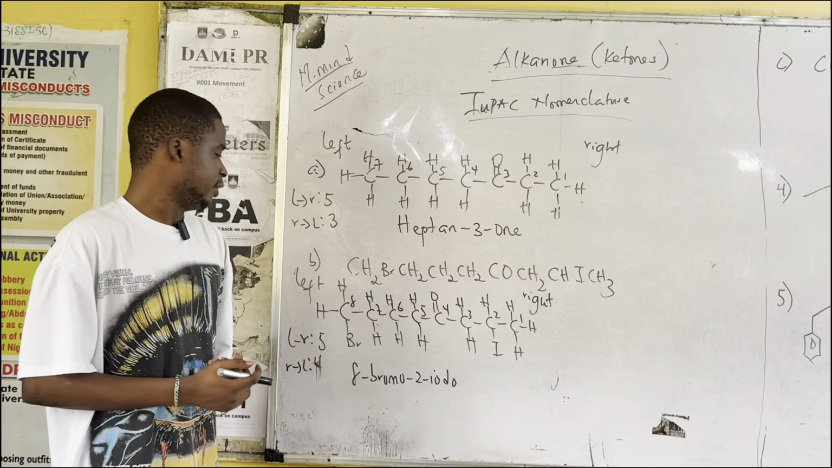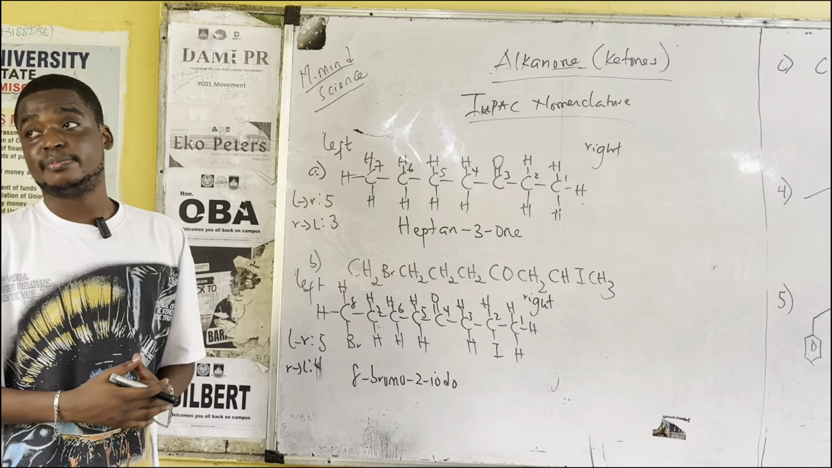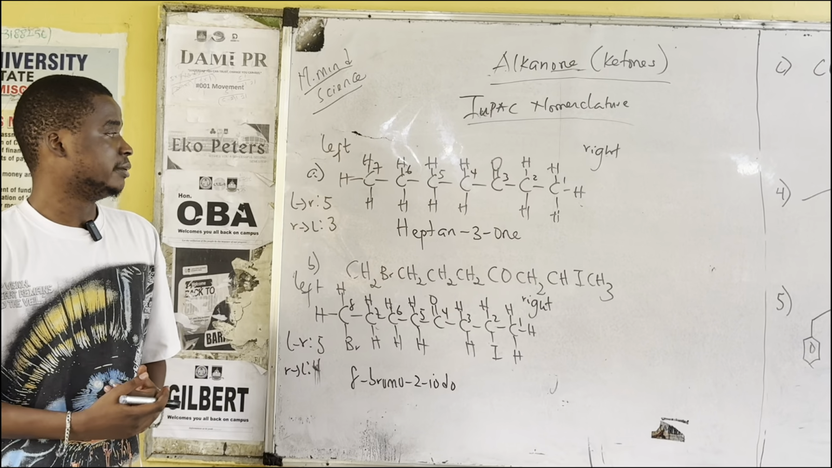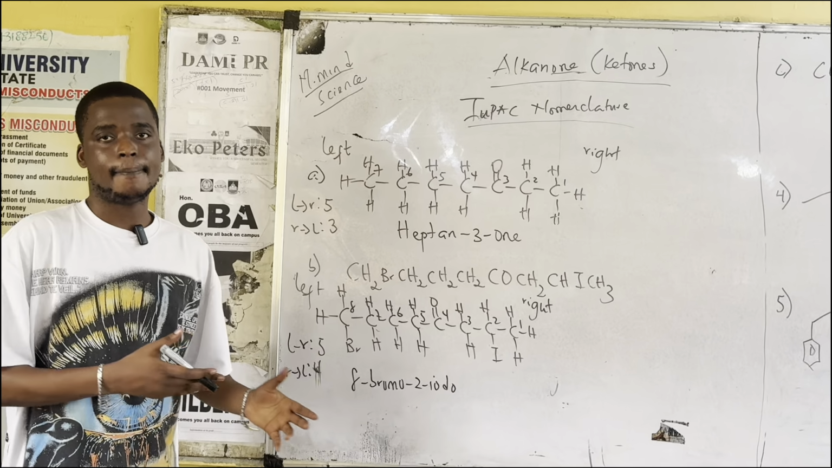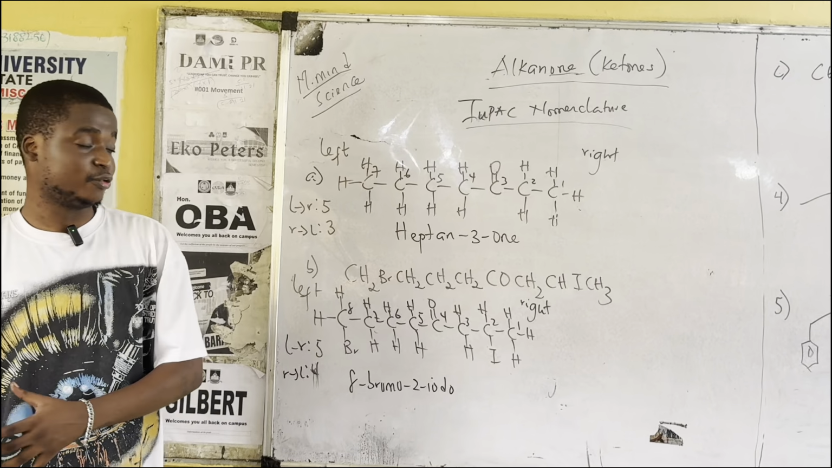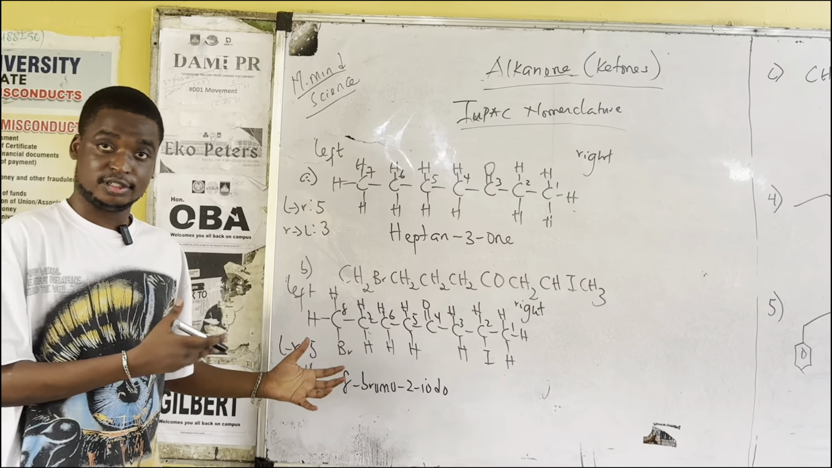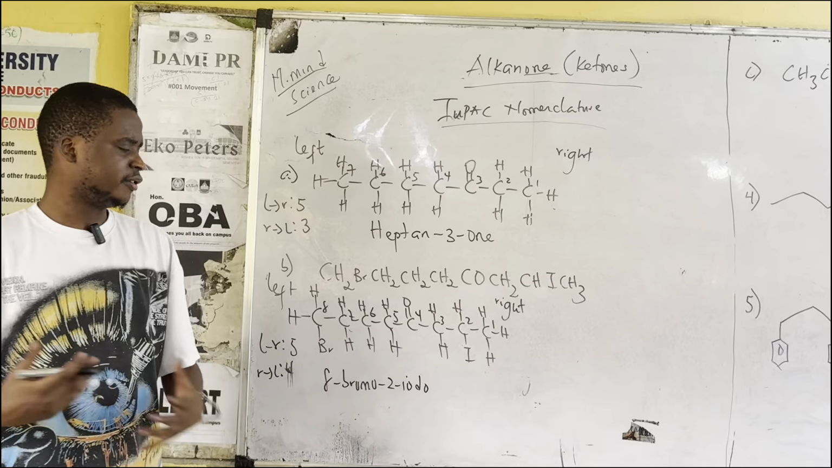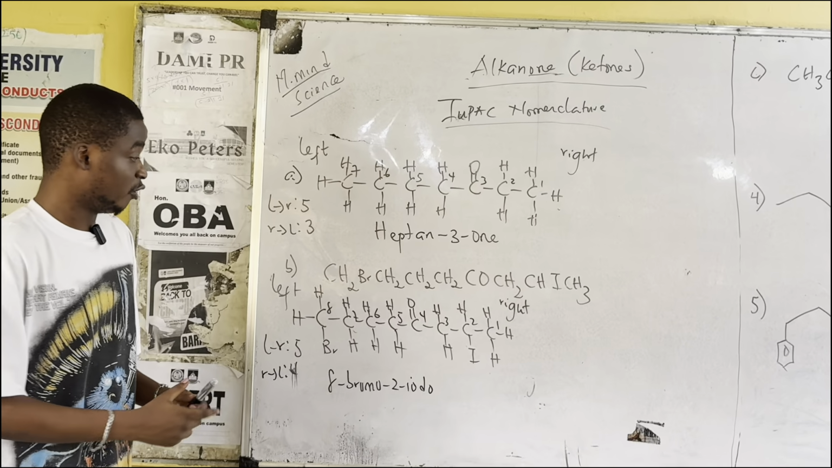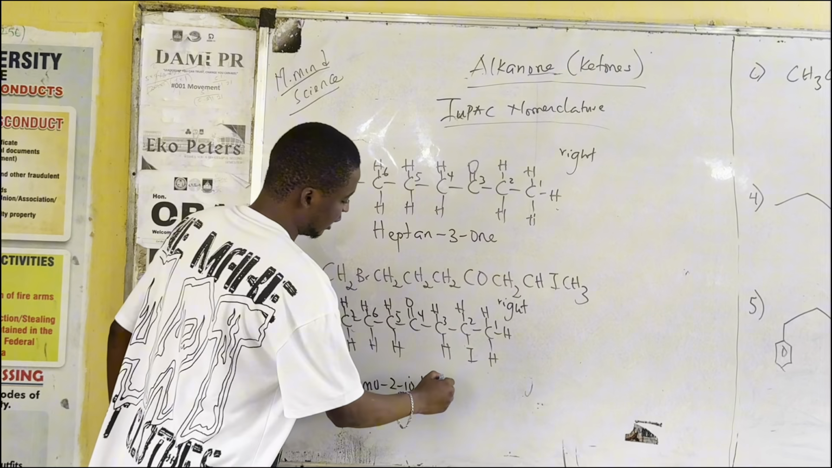Now, is there any attachment or substitution again? No. So the parent name is going to be 8 carbon. What's the parent name of 8 carbon? Oct. Remember, parent name, position, and functional group. It's something that you should be familiar with. It should look like a song, parent name, position, and functional group. So parent name is oct, as in 8 carbon. So it's going to be octane.